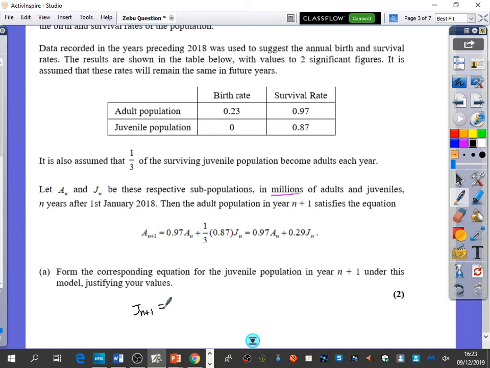The birth rate of the adult population. Good. So 23% of the adult population from the previous year are going to produce juveniles. So you get 0.23 AN.